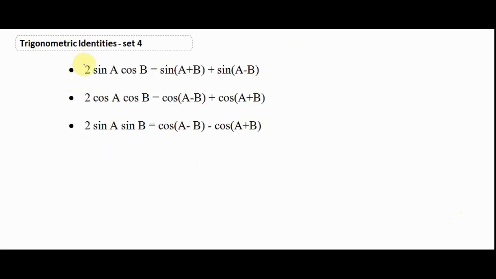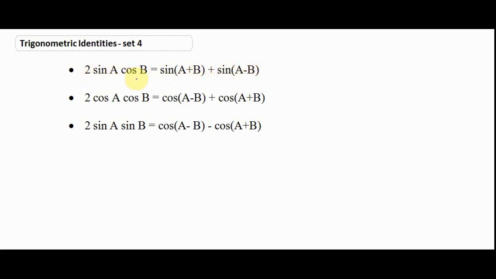Now let's move on to another set of trigonometric identities. 2 sin a cos b is equal to sin (a plus b) plus sin (a minus b). If you add the expansions of sin (a plus b) and sin (a minus b), we will get it as 2 sin a cos b.